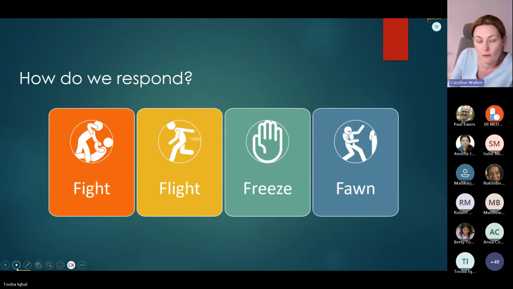Fawn, I think we talk about less often. So fawn, in response to a threat, turns people into this people-pleasing attitude of trying to prevent future events and avoid situations that could lead to conflict. Maybe going along with the expectations of the person that was uncivil to you, even though that is detrimental to your own aims, objectives and expectations.